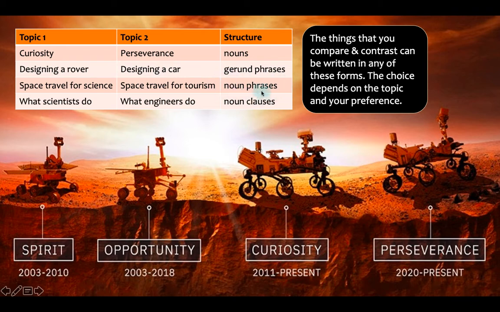As an example for noun phrases, we'll use space travel for science and space travel for tourism. These are also things I think could have similarities and differences. And the last one is an example of noun clauses, and we'll compare and contrast what scientists do and what engineers do. The things that you compare and contrast can be written in any of these forms, and so the choice depends on the topic and your preference.